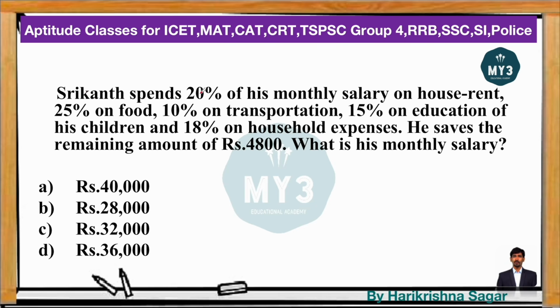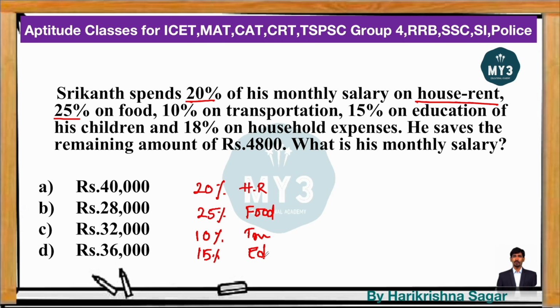A person, Srikanth, spends 20% of his salary on house rent, 25% on food, 10% on transportation, 15% on education of children, and 18% on household expenses. He saves the remaining amount. So first of all, what is the remaining amount? 4,800. That is the amount he is saving.